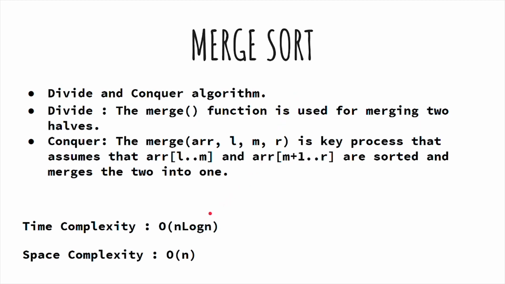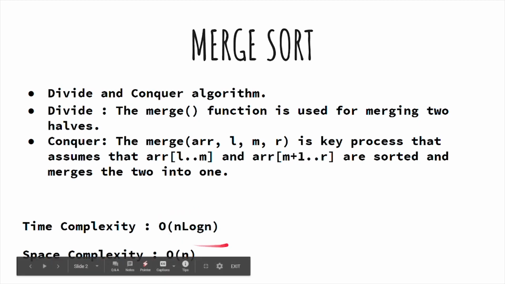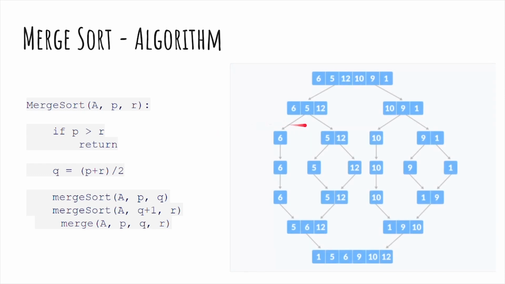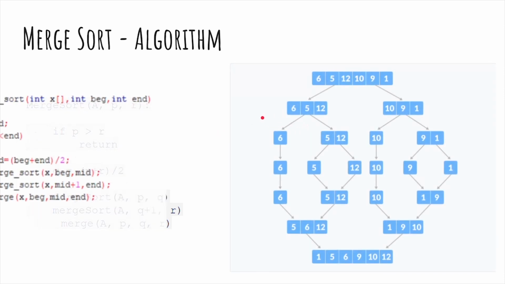The significance of merge sort is that it has the same best case and worst case time complexity, that is big O of n log n. Let's take a look at the algorithm of merge sort. We'll try to first observe how the merge sort function works. For that, let's take a look at this example and this code snippet.